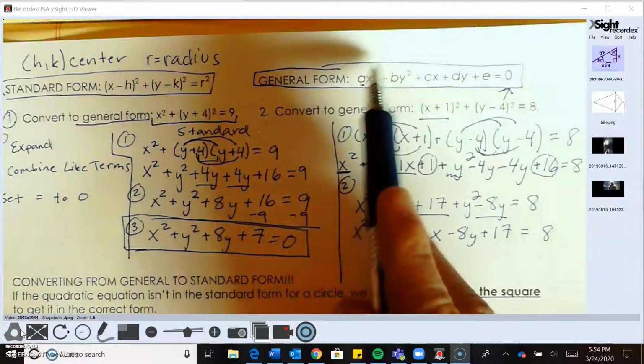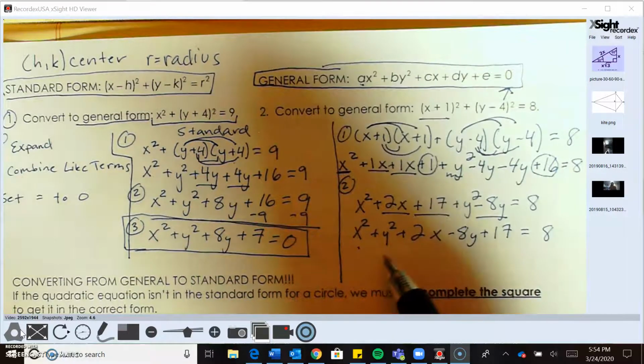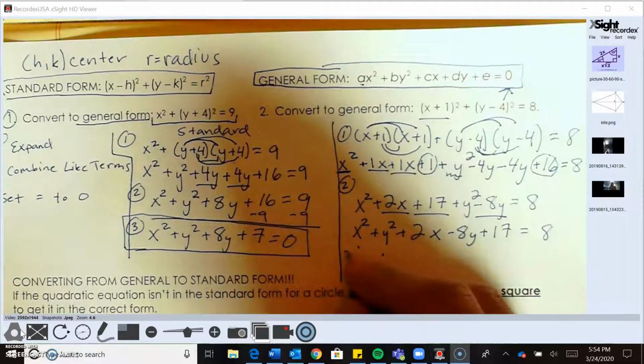So just look back at that formula. X squared, I want that one first. Y squared, I want that one next. Then my x, then my y, then my constant. Okay? And then step 3, set equal to 0.